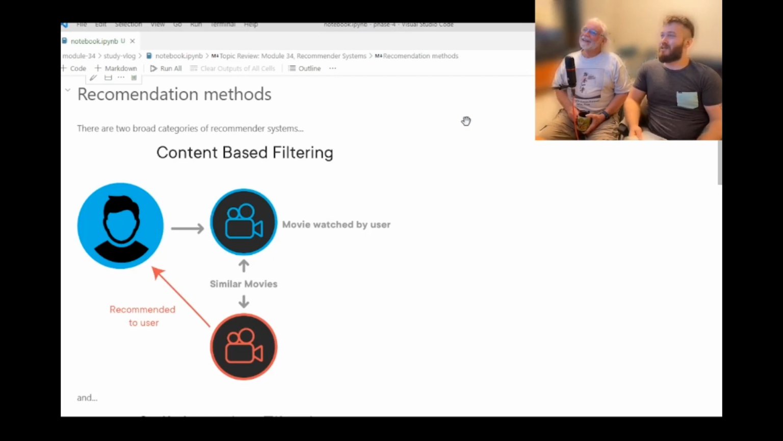So there's filtering in the sense that there's all these things that could possibly be recommended to you. How do we filter out the right ones to recommend? So content-based filtering is the most naive approach. They might have a list of movies that are similar to a certain movie, and if you watch that certain movie, then they'll recommend to you some movies from that list of similar movies.